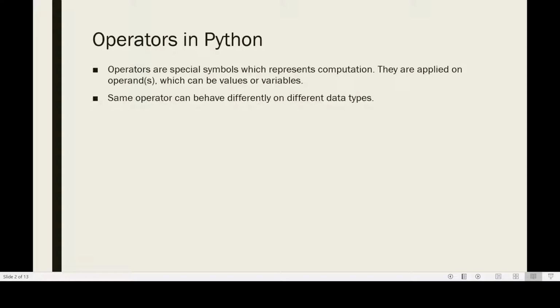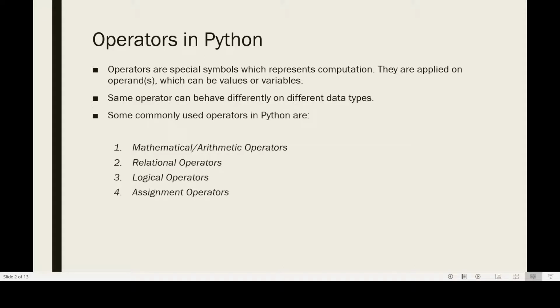In the last video, we covered the topic of data types. We covered 4 different data types. Now, on those different data types, operators may have different functionality. Some commonly used operators in Python are mathematical or arithmetic operators, relational operators, logical operators, and assignment operators. So let us study these operators in detail.